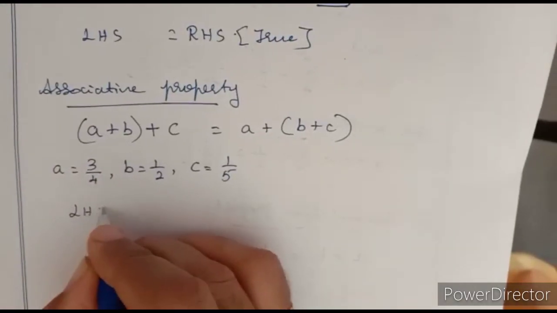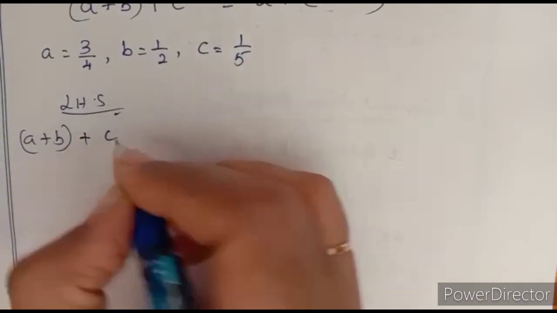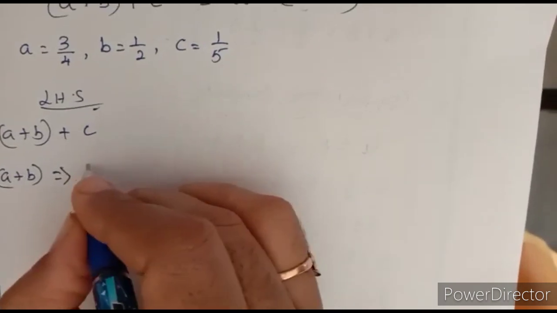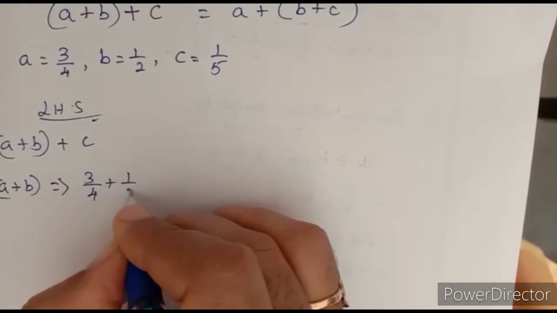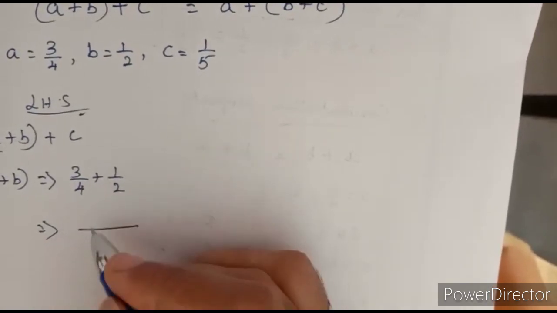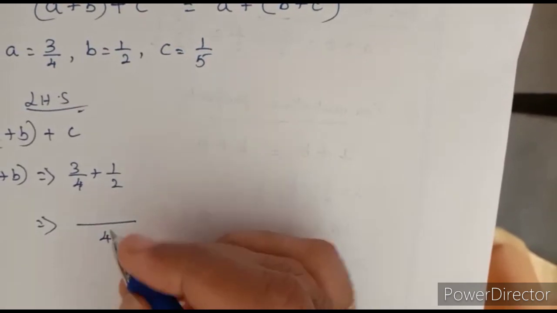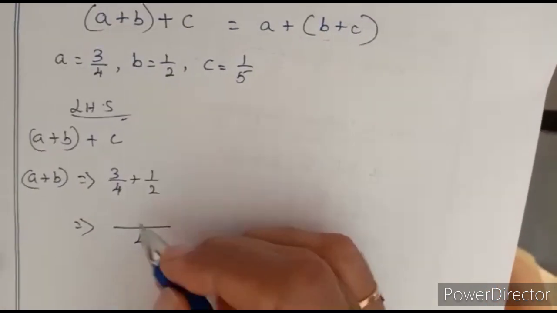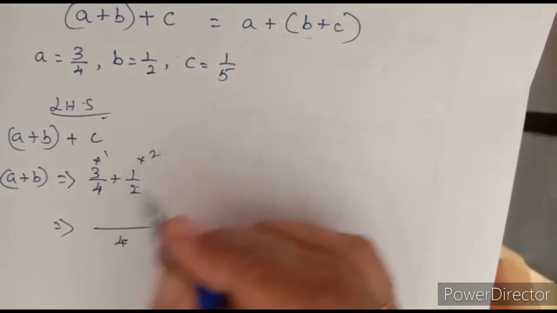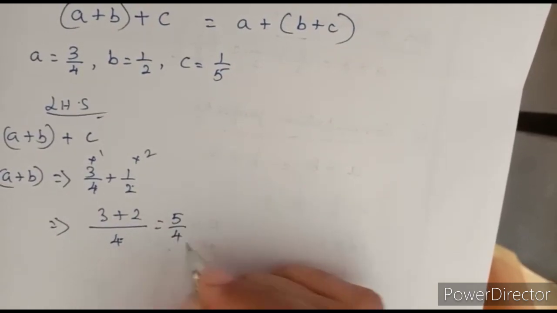Your left hand side, that is a plus b the whole bracket plus c. First see what is a plus b. A plus b is 3 by 4 plus 1 by 2. Here the LCM for 2 and 4 is 4. See how many times 4 is divisible by 4. It is 1 time, and 4 is divisible by 2, 2 times. That is 3 plus 2, which is equal to 5 by 4.